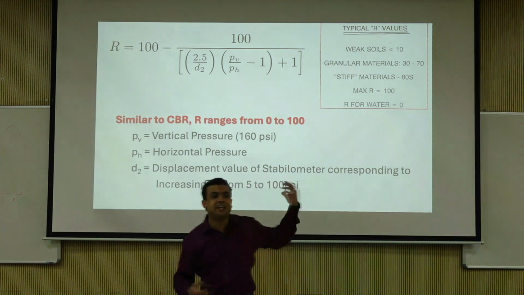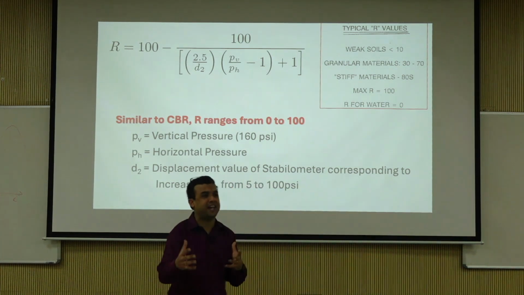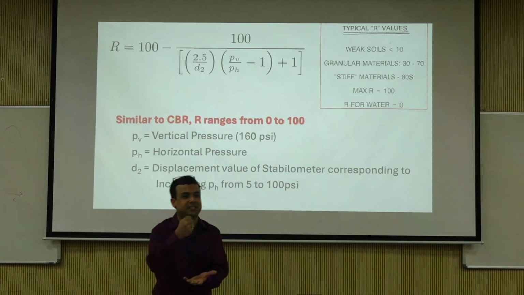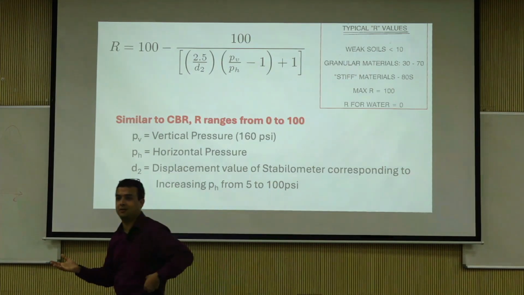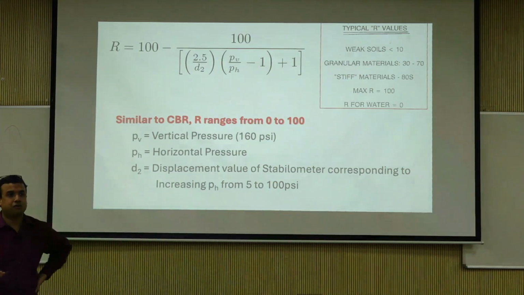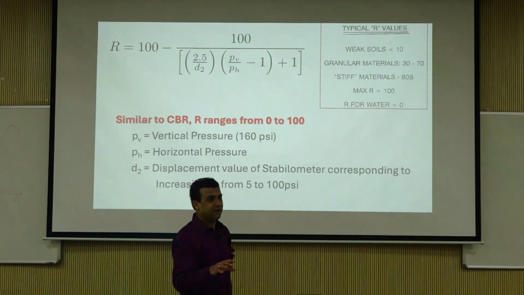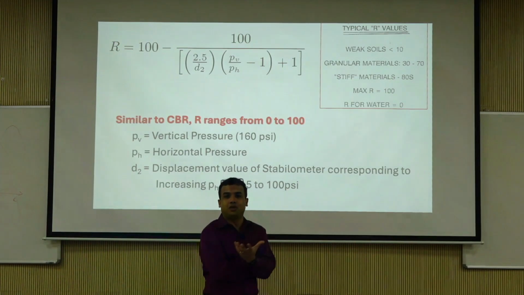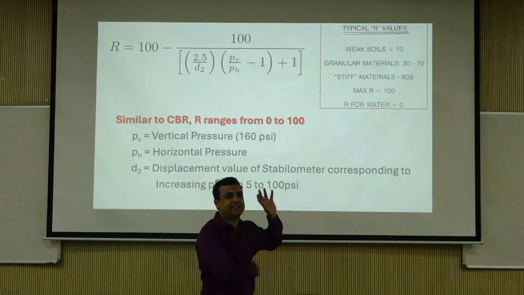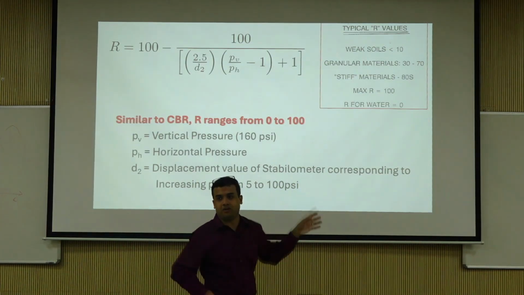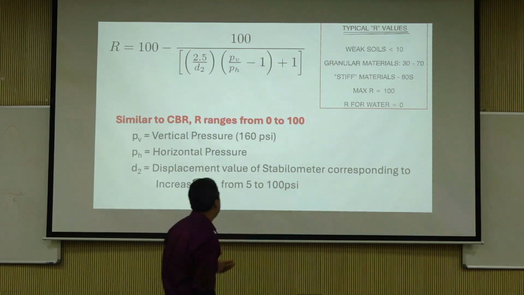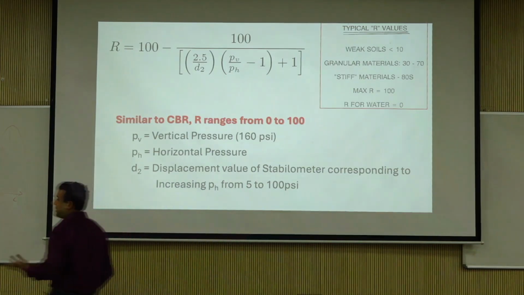Right? So that is the reason, because I find it much more scientific than just plunging a CBR and trying to compare it with an aggregate or something. Right? But again, it's still an index test. It doesn't give you constitutive values, but at least the index is based on Poisson's effects and stuff like that, which is what I like, right? So that's what R value is.